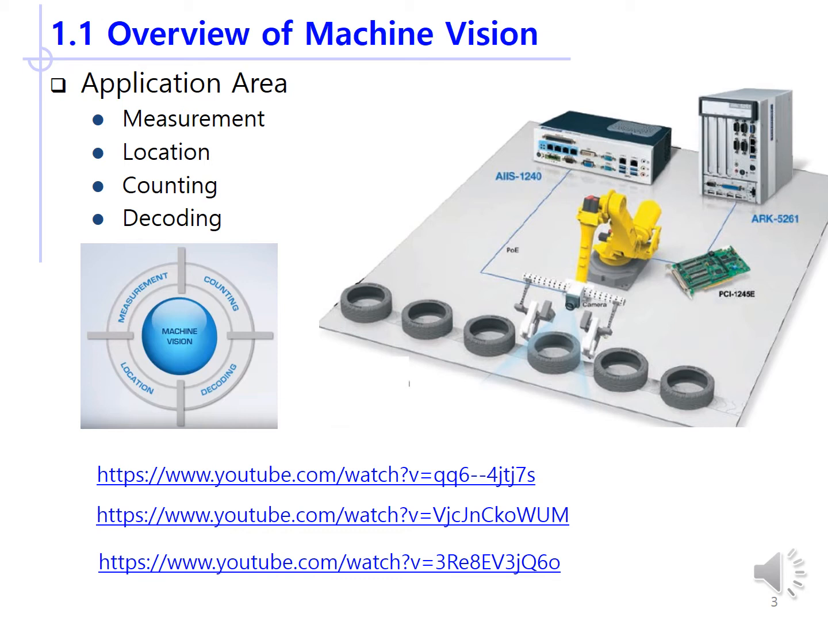A machine vision system is the eyes of the machine, such as on inspection machines or on industrial robots. Machine vision is widely used to automate inspection systems, which replace many workers. You need to visit 3 YouTube videos by clicking the links I put on the slide.